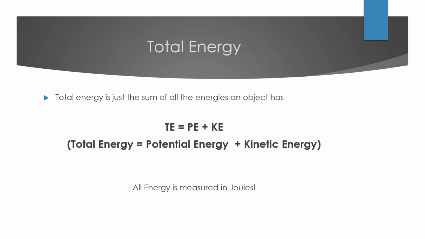So, total energy is just the sum of all the energies that an object has. So TE equals PE plus KE. All the energy is measured in joules. So another way of thinking about it is I could say that TE equals the potential energy, mgh, plus 1/2 mv squared. And all I want you to know is that its energy depends entirely on how much of those two they have, and they can transfer back and forth.